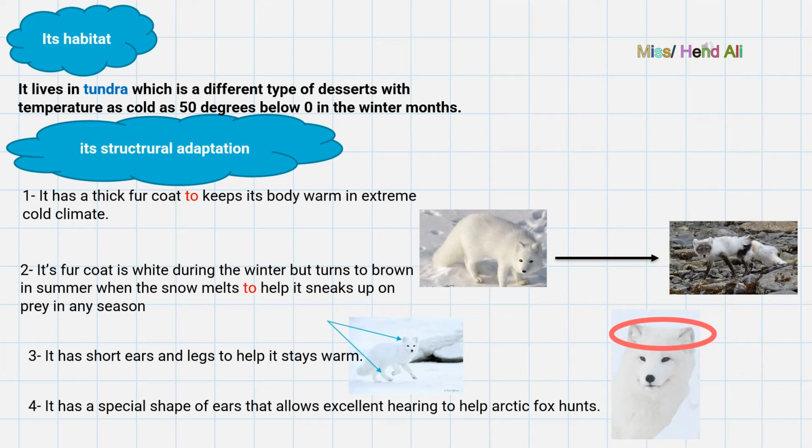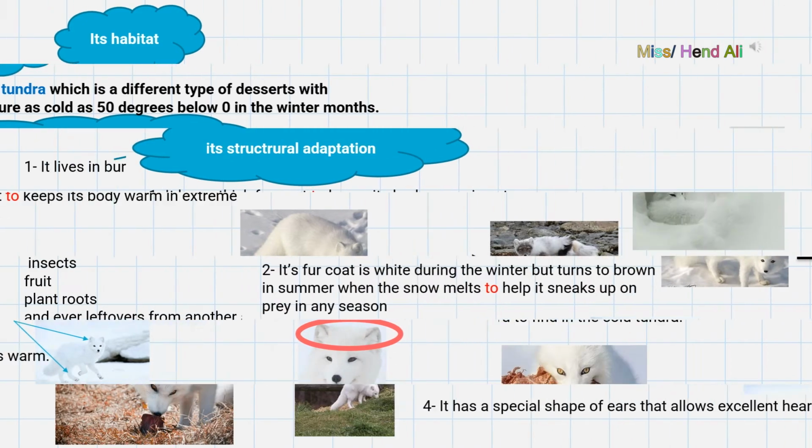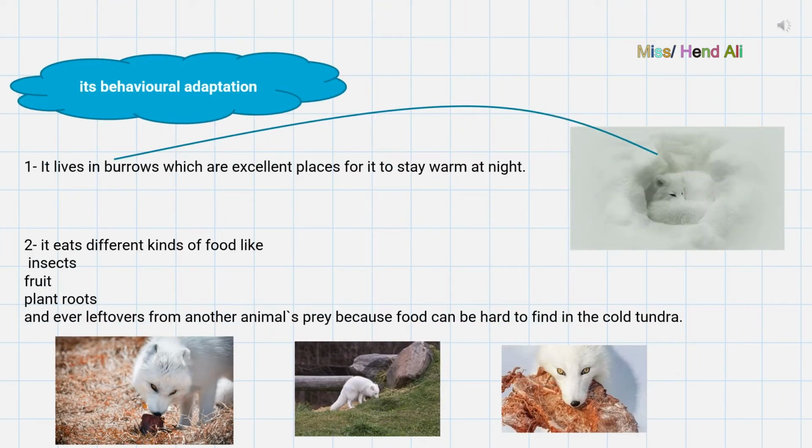The fourth structural adaptation is it has a special shape of ears that allow excellent hearing to help the Arctic fox hunt. Its behavioral adaptation: it lives in burrows, which are excellent places for it to stay warm at night. So we have two types of animals that live in burrows: Arctic fox and fennec fox.